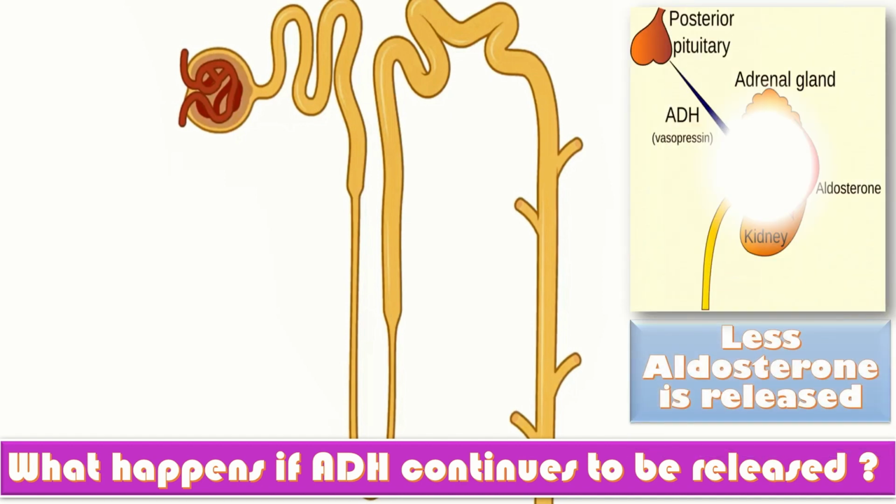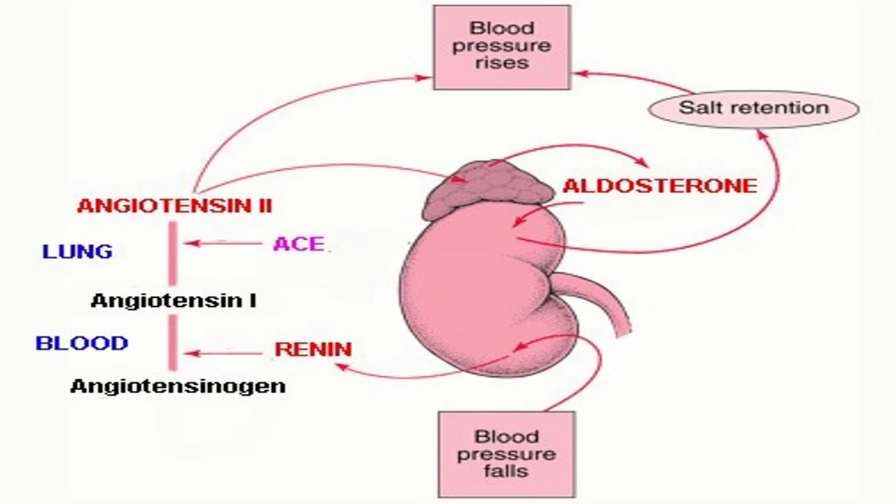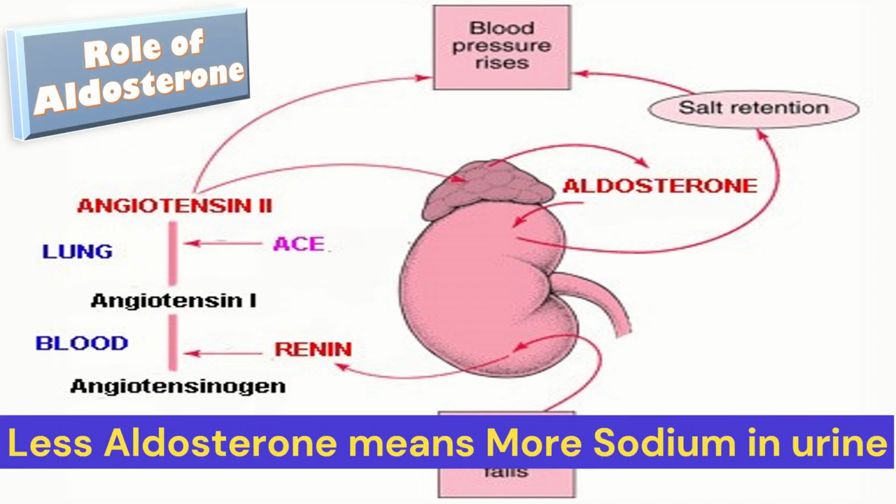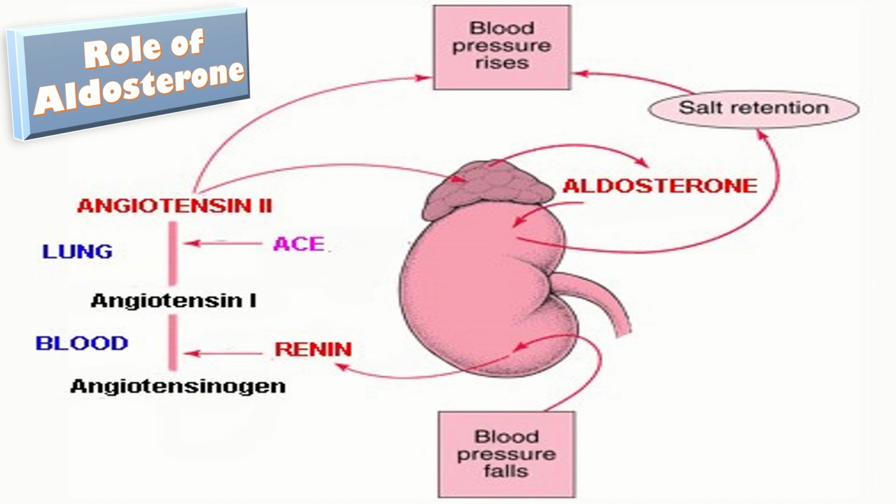So less aldosterone is released in such a case. The role of aldosterone is water retention. But less aldosterone floating around in the blood causes the body to start dumping sodium from the blood into the urine, and that causes water to follow sodium. So we end up with excess water being excreted in the urine.